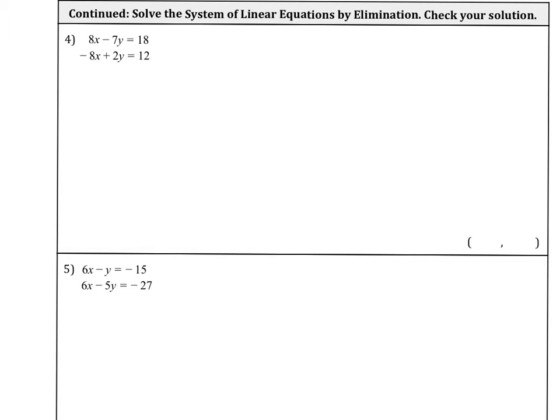Chapter 4.3 Day 1: Solving Systems of Linear Equations by Elimination. You try problem number 4.